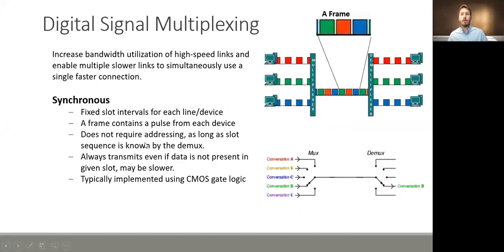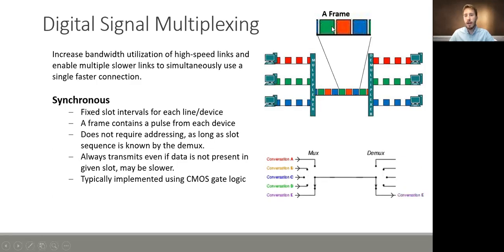With digital signal multiplexing, you have two main types: synchronous and asynchronous. Synchronous is great. You've got fixed slot intervals for each line and device. I want to talk about this a bit more. So here are 3 devices. They are each transmitting a signal at the same speed, the same rate. And our multiplexer is going to scan each one of these in a sequence.